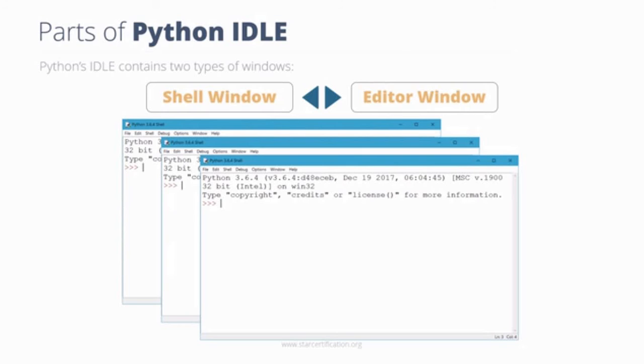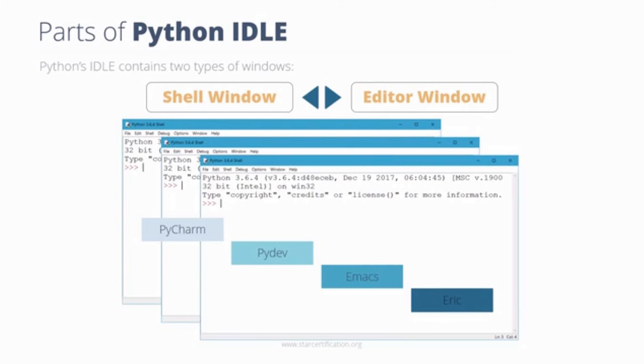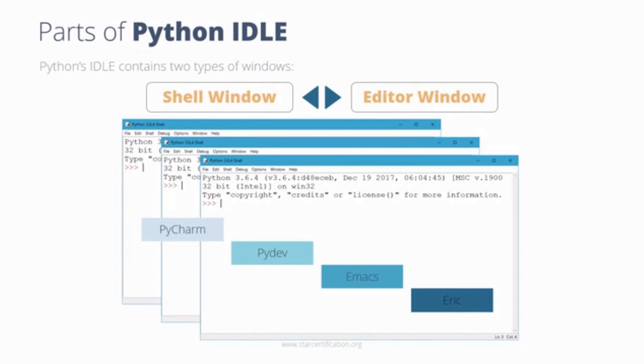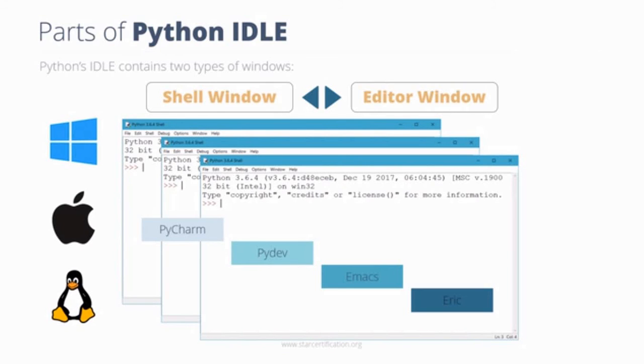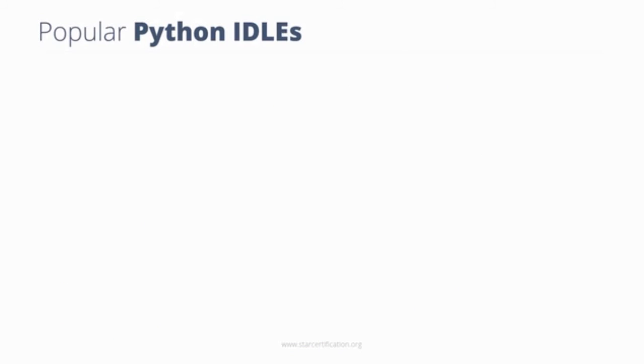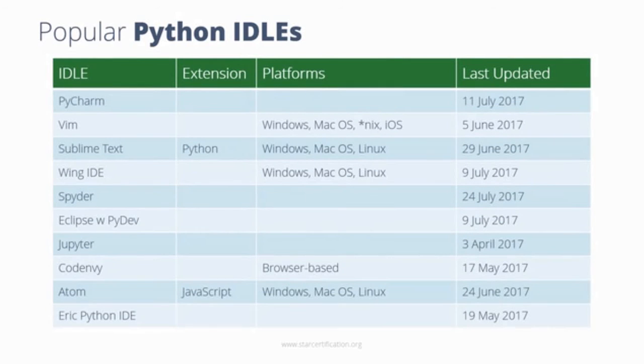Some rich Python IDEs, such as PyCharm, PyDev, Emacs, and Eric, can be used once you are familiar with the syntax and style of Python. Most of the IDEs are supported across platforms like Windows, Macintosh, and Linux, and are available for free. Popular IDEs along with their extension language, platforms and the latest updates are given in the table shown on the screen.